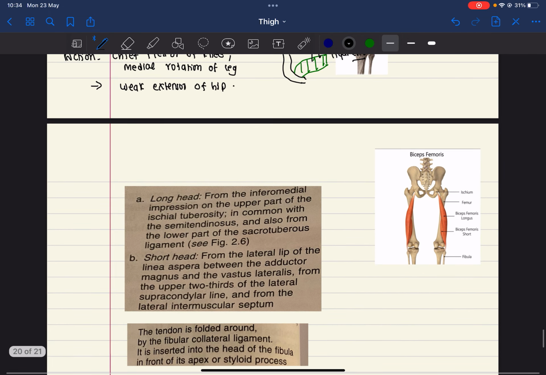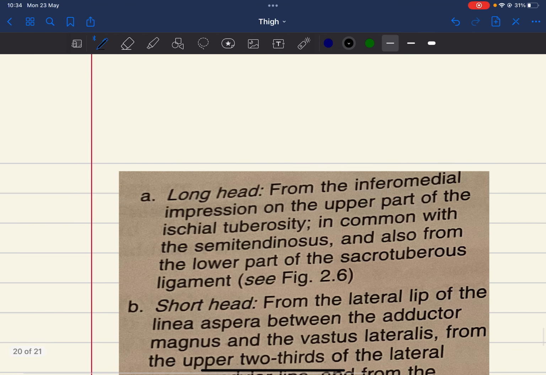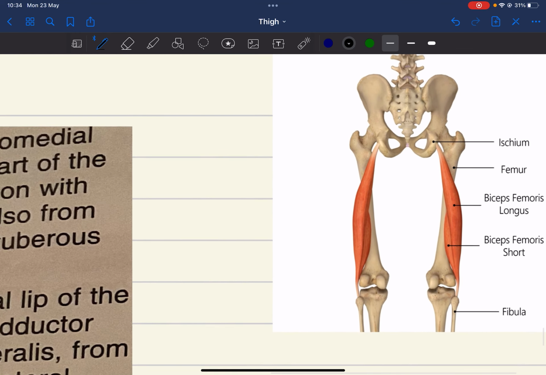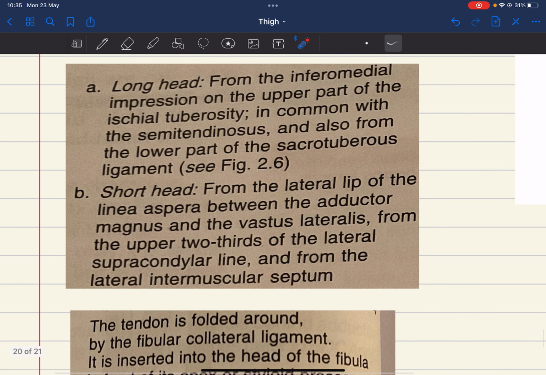After semitendinosus and semimembranosus, we have another muscle which is bicep femoris. We have third muscle, that is biceps femoris. Again, हामीले mention गरिसक्यौं, long head of bicep femoris is included in the hamstring muscle, whereas short head चाहिँ include भएको हुँदैन. It has two heads of origin. So long head चाहिँ कताबाट originate भन्छ, as it is the hamstring muscle, it originates from the ischial tuberosity, from the inferior medial impression on the upper part of the ischial tuberosity, in common with semitendinosus. This was the long head.